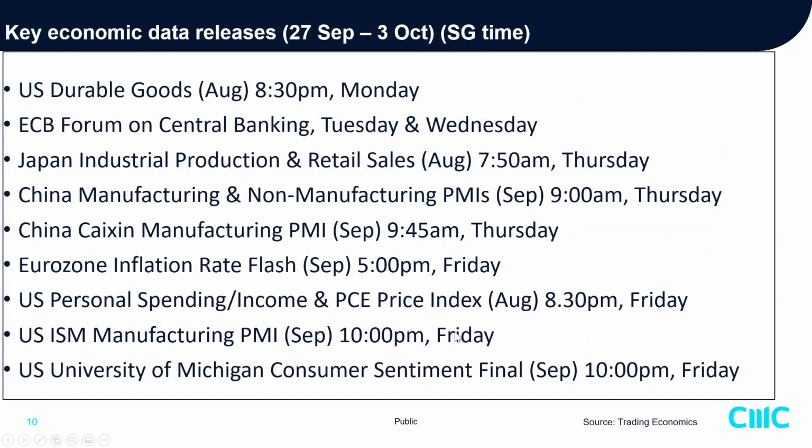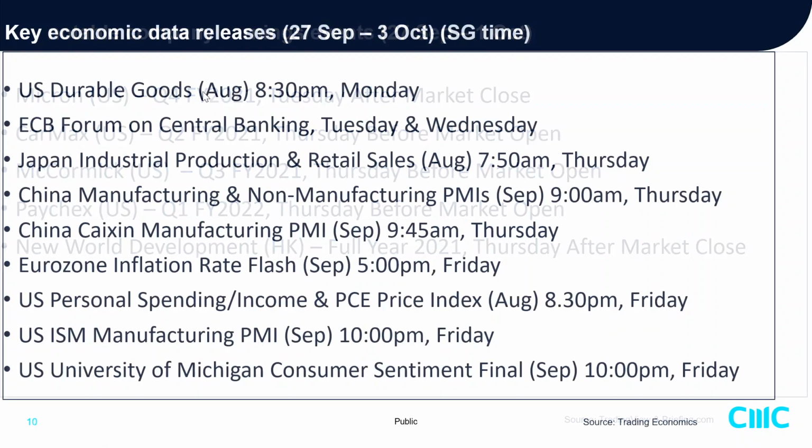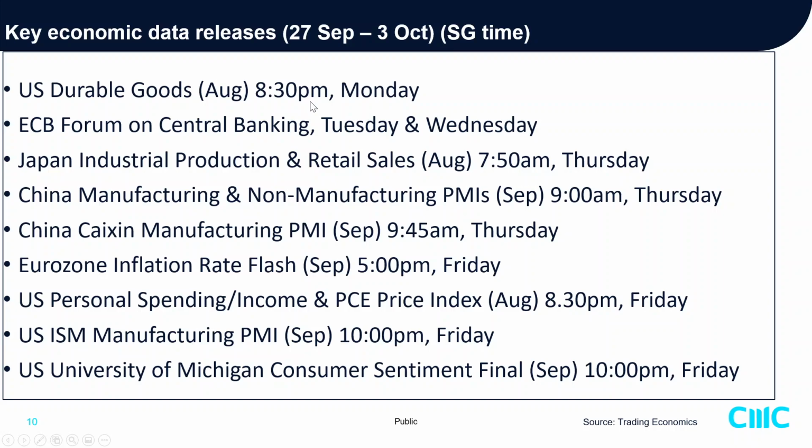Now let's take a look at the key economic data this week that I want to highlight for you, all in Singapore time. It will be the US durable goods, which tells us about manufacturing activities in the US. As we highlighted earlier, the peak growth narrative has started to show globally, where growth indicators have started to peak since Q1, Q2 this year. So it's key to look at how manufacturing activities perform in the US. That's at 8:30 p.m. today, Monday Singapore time, and there's also the ECB forum on central banking.